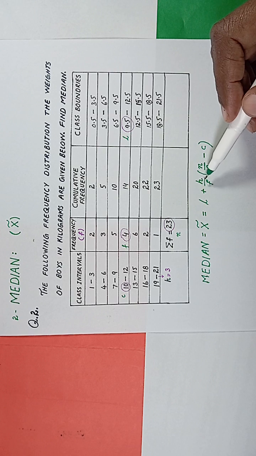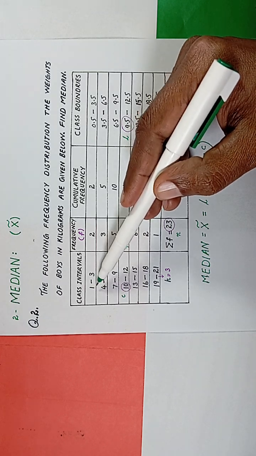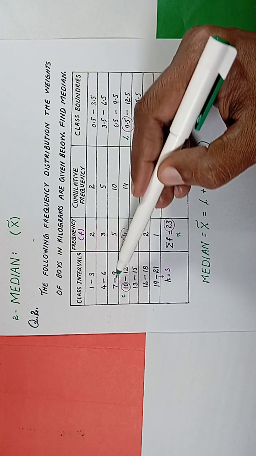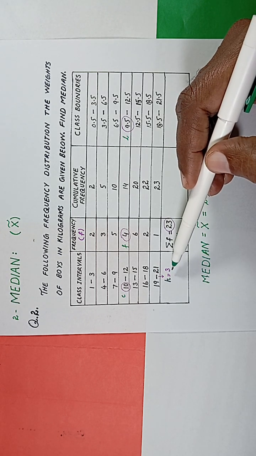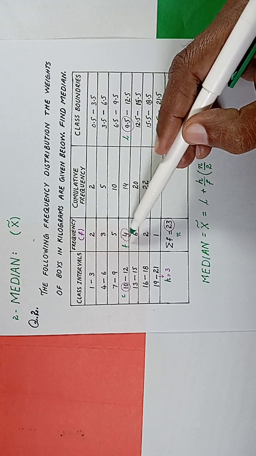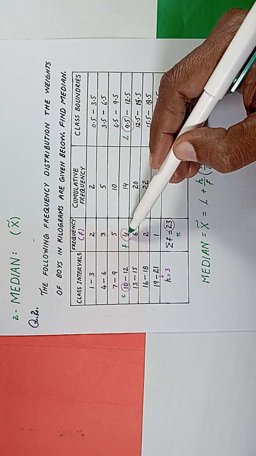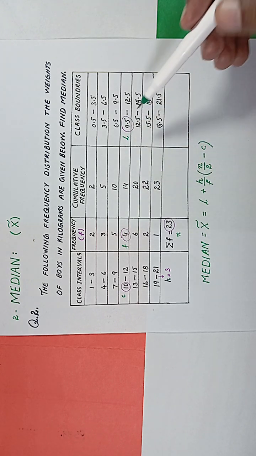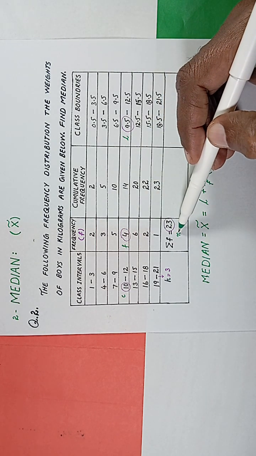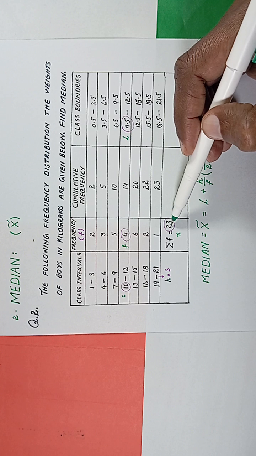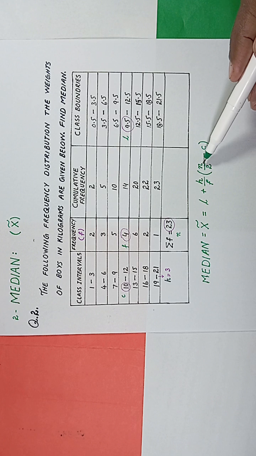H. H is the size of class interval. Here you can see from 1 to 3, or 4 to 6, 7 to 9 and onwards, the class interval is 3. F. F is the frequency of the median class. So F will be 4. And N. What is N? N stands for the sum of all the frequencies. Here 23 is the sum of frequencies, summation F is 23. So it is the N.